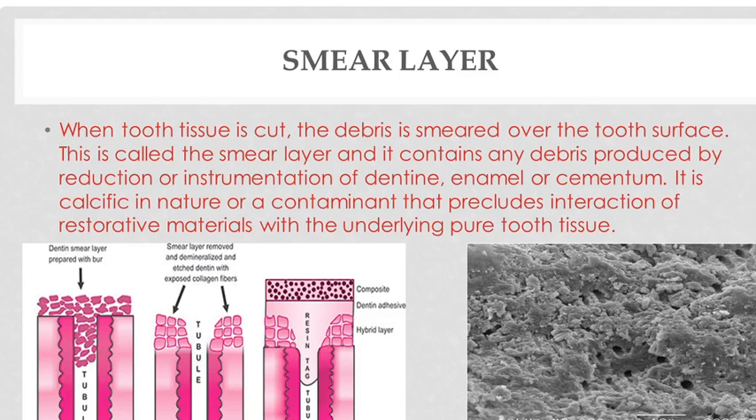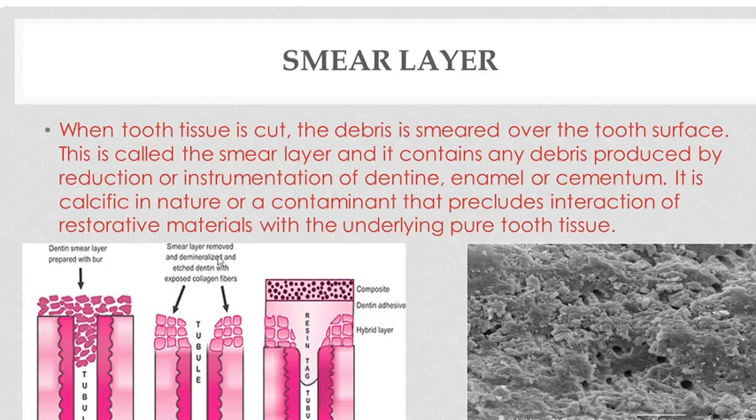It's an adherent layer of debris on the tooth surface when they are cut with rotary or hand instruments. After burr preparation of a cavity, the cavity walls are covered with a smear layer. Can you see here, this is under the microscope. This is how the smear layer looks like. Here we have the dentin layer prepared with a burr. This is called the smear layer. After preparation with a burr, this is how the smear layer looks like.